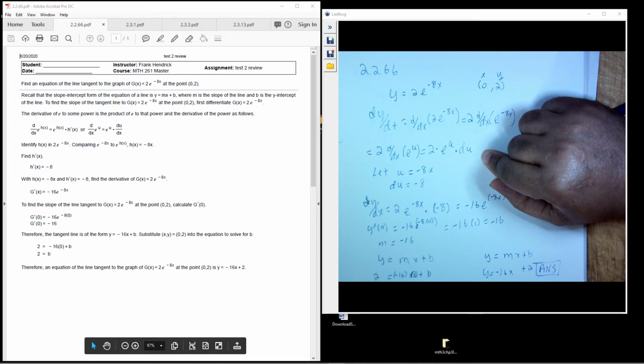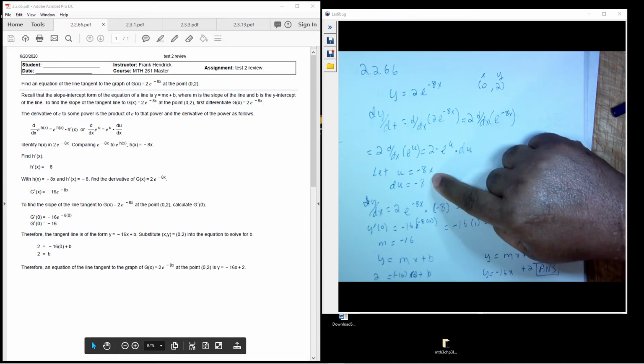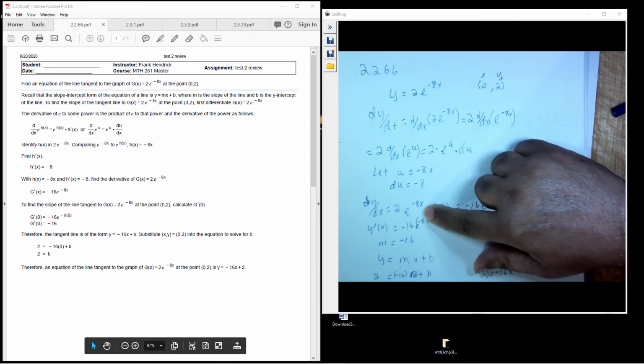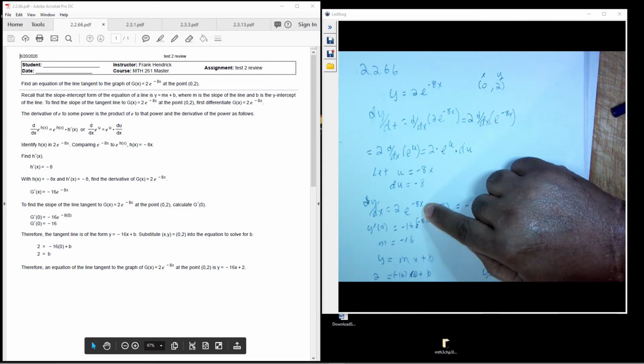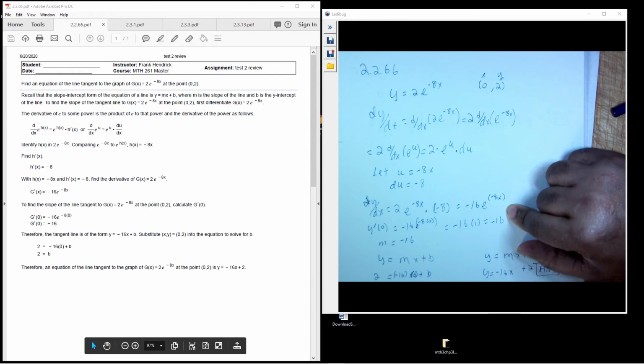In this case, my u is negative 8x, so my du is going to be a negative 8. So when I find my derivative here, I have 2 times e to the u, negative 8x, times the du, which is negative 8 here. And that gives you my equation.